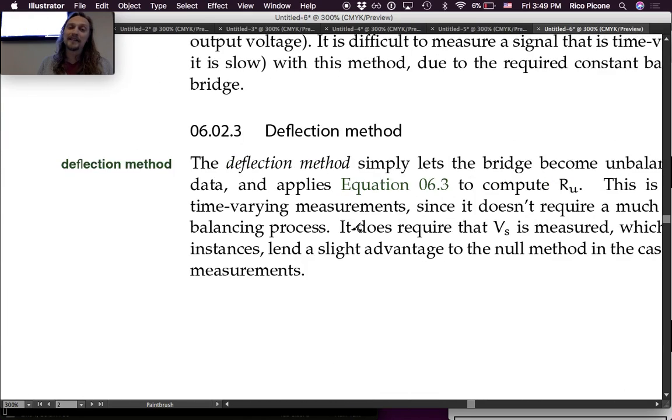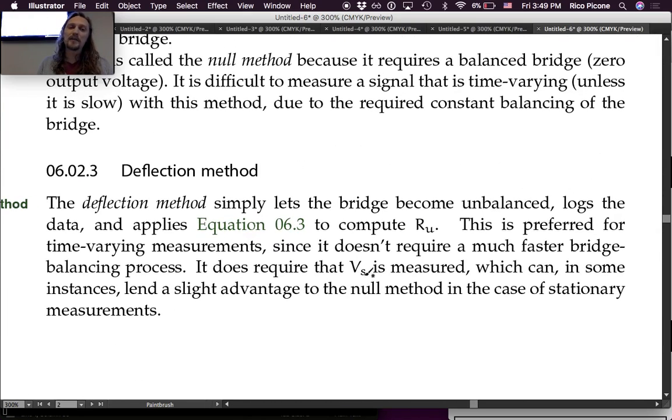This is nice. This is preferred for time-varying measurements for sure, because it doesn't require a much faster bridge balancing process to be happening simultaneously. It does require that VS is measured, which can, in some instances, lend a slight advantage to the null method in the case of stationary measurements. So it makes it so that you have to measure an additional quantity that you didn't have to measure before. But it has a lot of advantages.